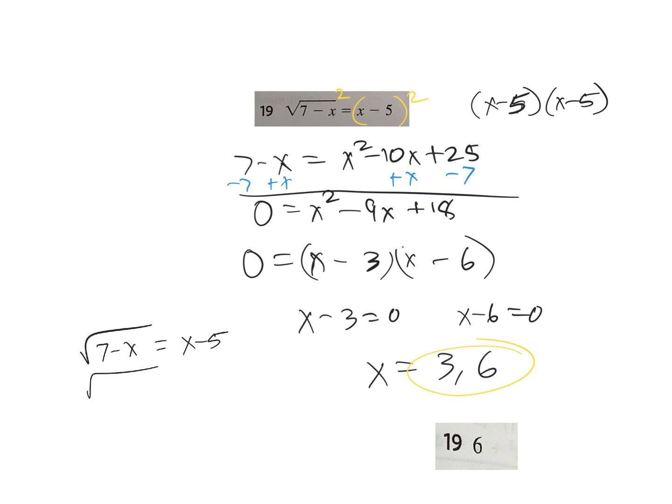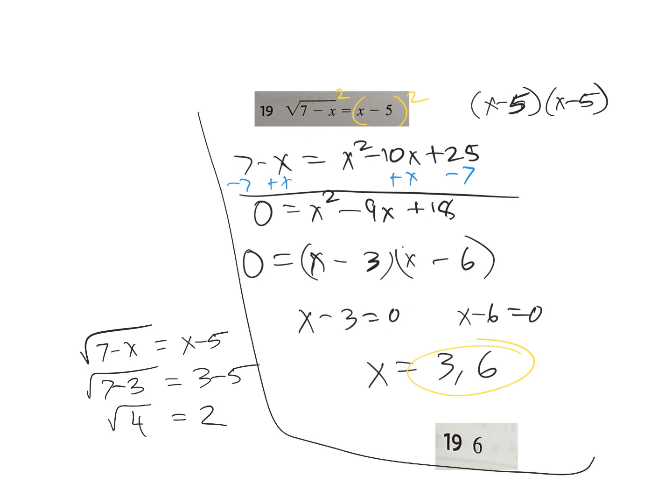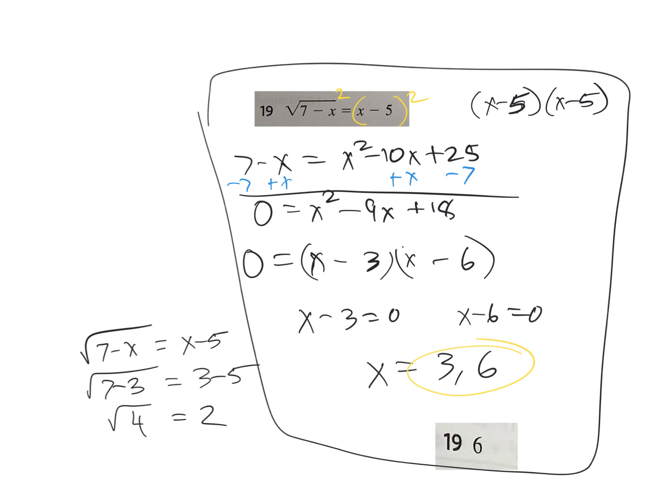If I plug 3 in, 7 minus 3 and 3 minus 5, look at what we get. That's the square root of 4, and that's 2. Yes and no, that works. So the square root of 4 is positive or negative 2. So this is not going to work unless you get an absolute answer. When we start graphing these, this will make a little more sense. But again, if you did this, then you're going to be okay.